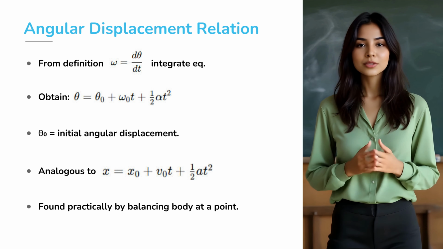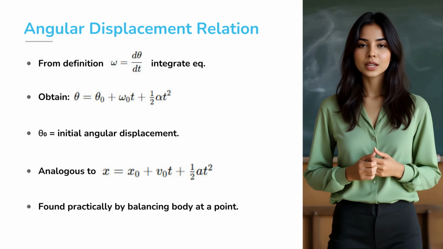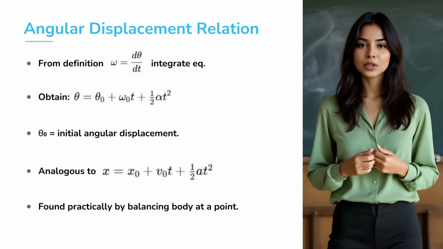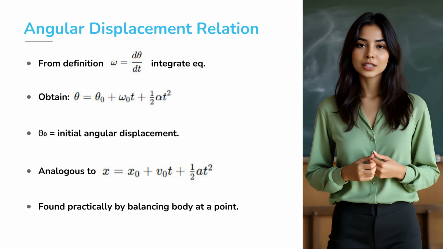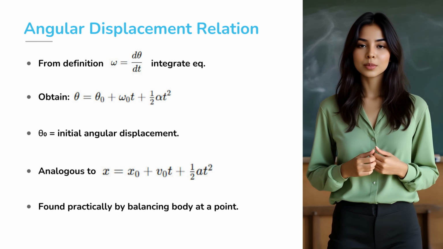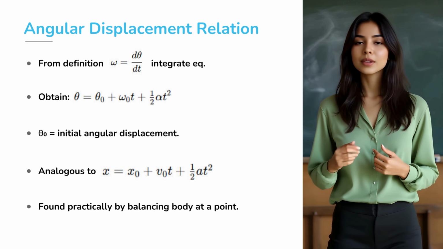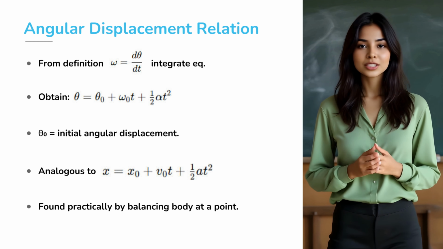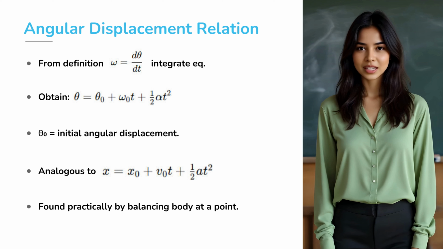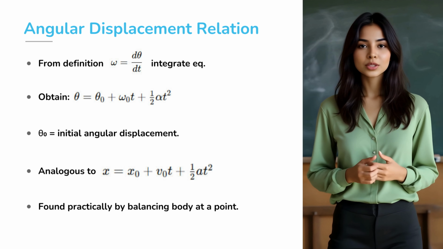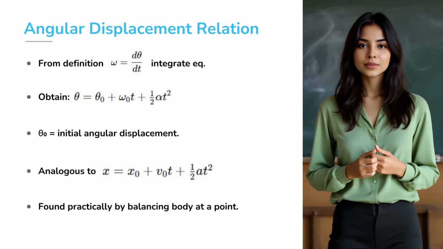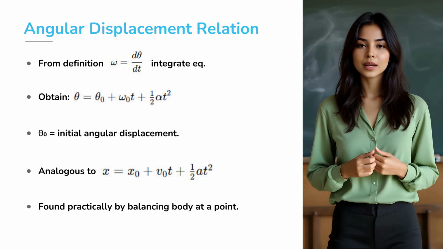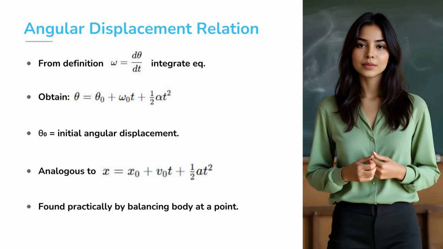Next, use the definition omega equals d theta by dt. Substitute omega from the first equation and integrate again. This leads to theta equals theta naught plus omega naught t plus half alpha t squared. That's equation 6.37. It mirrors x equals x naught plus v naught t plus half at squared. Notice how the quadratic time term appears in both, capturing accelerated motion.